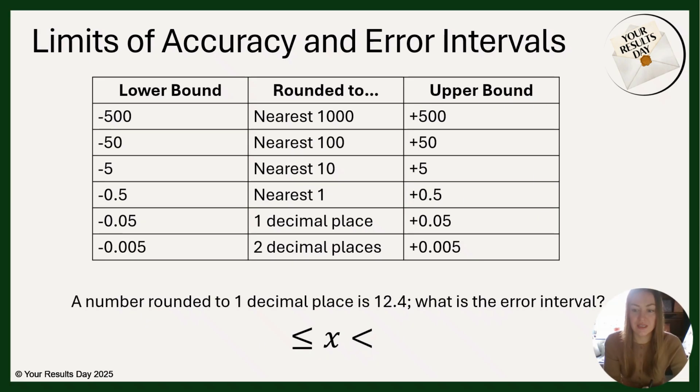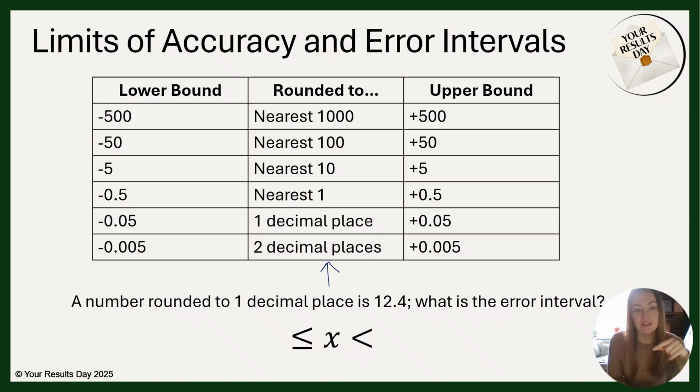Now I've got a little table just to help you out here. Limits of accuracy and error intervals. Depending on what you are rounding to, you want to look in the middle of the table first, that will tell you how to find your lower bound and upper bound. So if I'm rounding to the nearest 1,000, you can almost think, split that in half and send half of it to the lower bound and half of it to the upper bound. So for the lower bound, we subtract the 500, but for the upper bound, we add the 500.